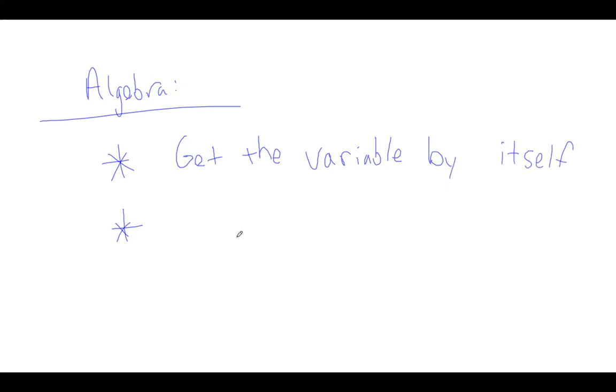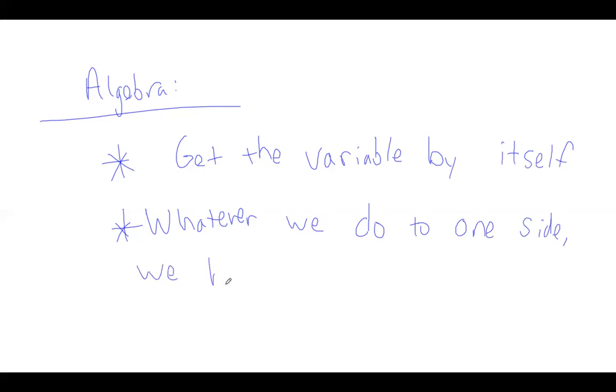And the golden rule of algebra, you guys have heard me say it probably 100 times if you've been in class from the beginning, is whatever we do to one side, do to the other. Whatever we do to one side, we have to do to the other, right? Okay, those are sort of the big points that we want to understand. We want to get the variable by itself so we know what it is equal to. And then whatever we do to one side, we have to do to the other side.